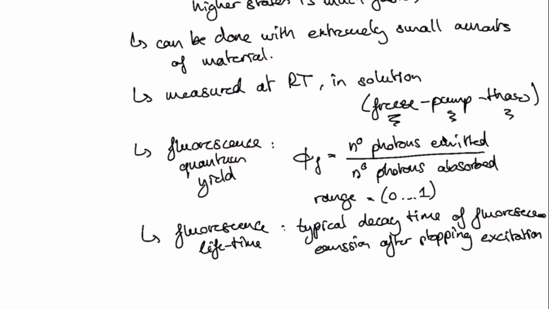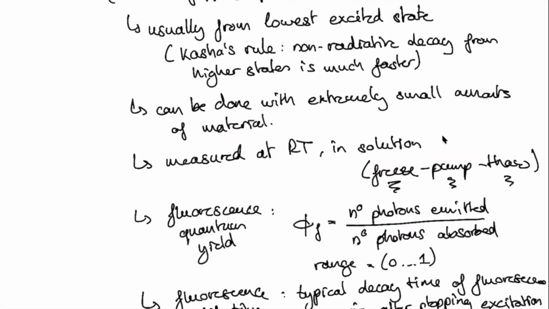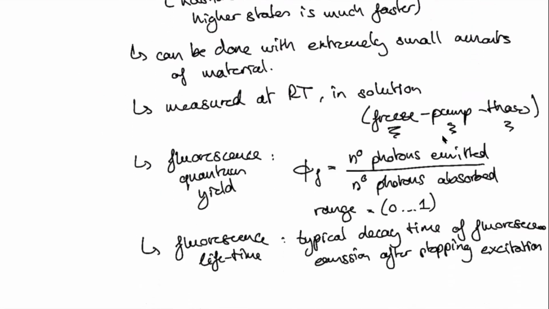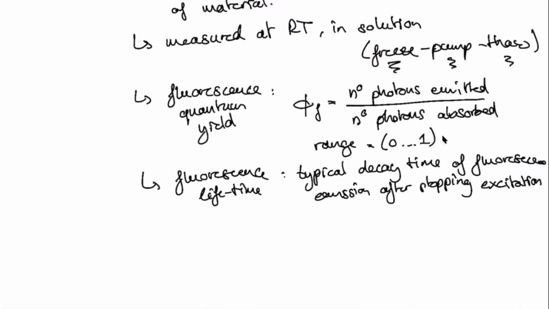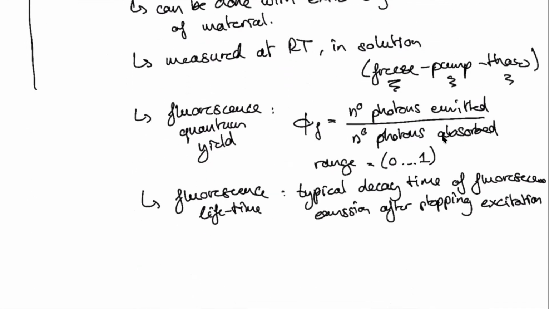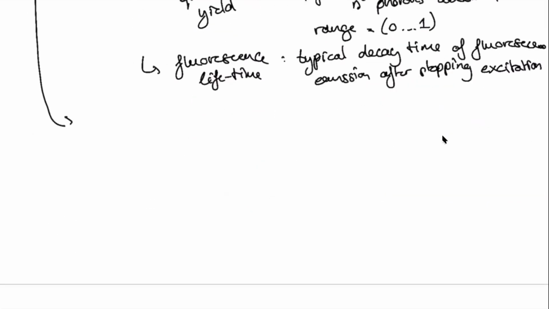Okay, that was fluorescence. That's the most important process typically. But a second one, that's also still radiative, is phosphorescence.